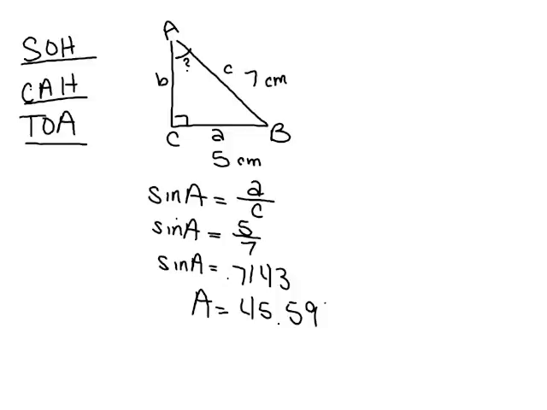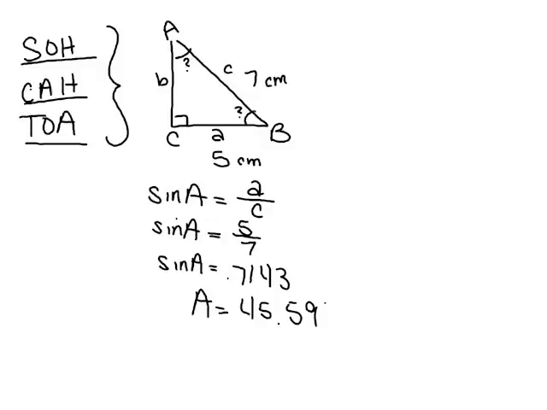Right, A plus B have to equal how many degrees? 90 degrees. So I can do that on my calculator and find out that angle B equals 44.41, or I can use one of these ratios, which is what we're going to do. So now angle B.